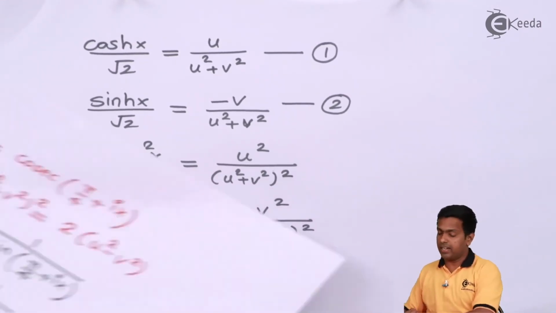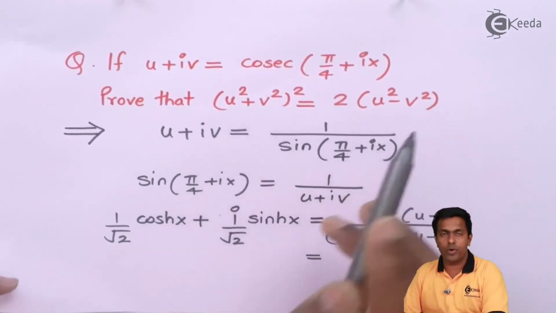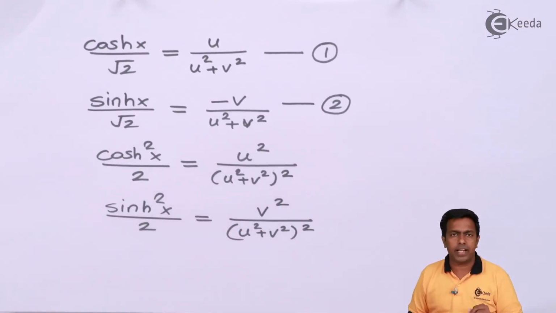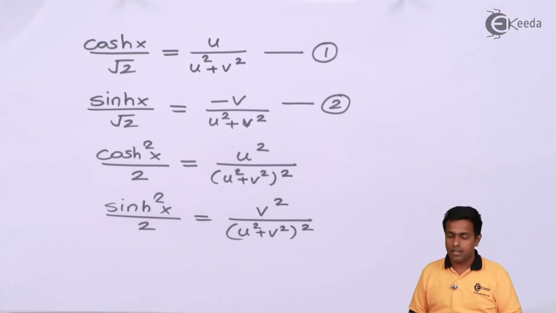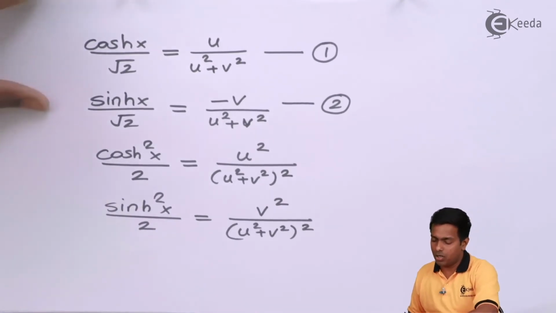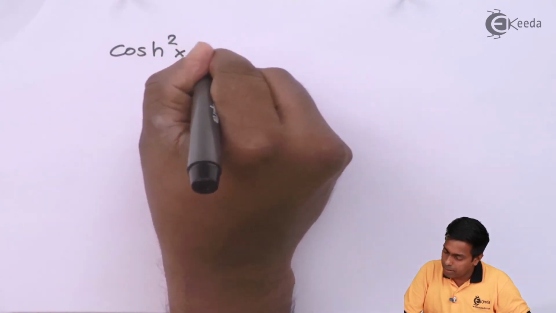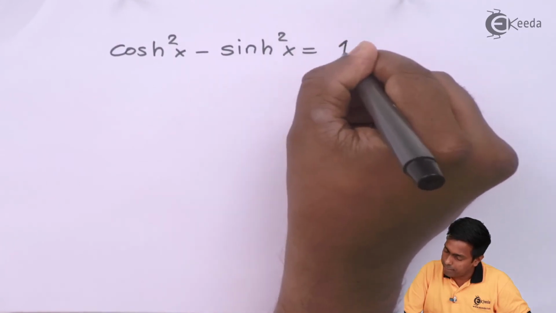Now guys, in the final answer, you can see that we just want the answer in terms of u and v. But here we got two equations where we have u, v as well as x. So what we'll do is we'll eliminate x, and that is why we'll write down the formula in terms of x. So here I have hyperbolic cos and hyperbolic sine. So we can write down the formula as hyperbolic cos square x minus hyperbolic sin square x equal to 1.